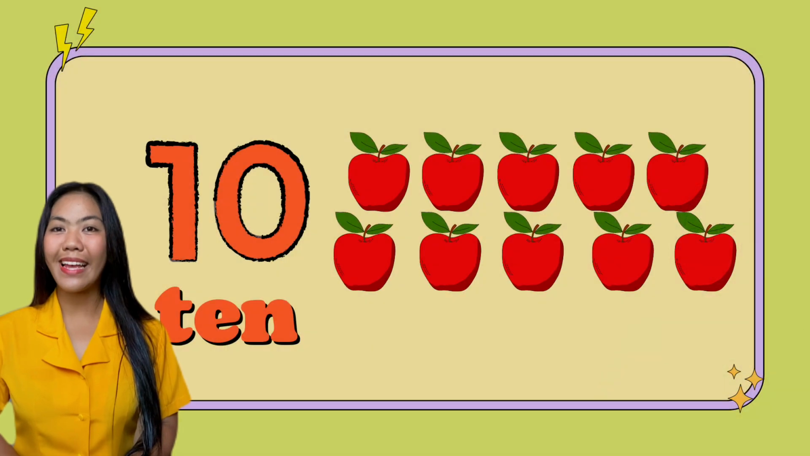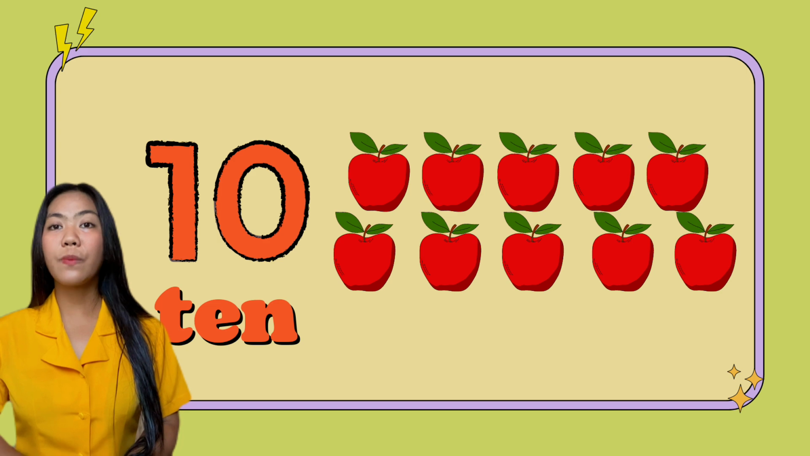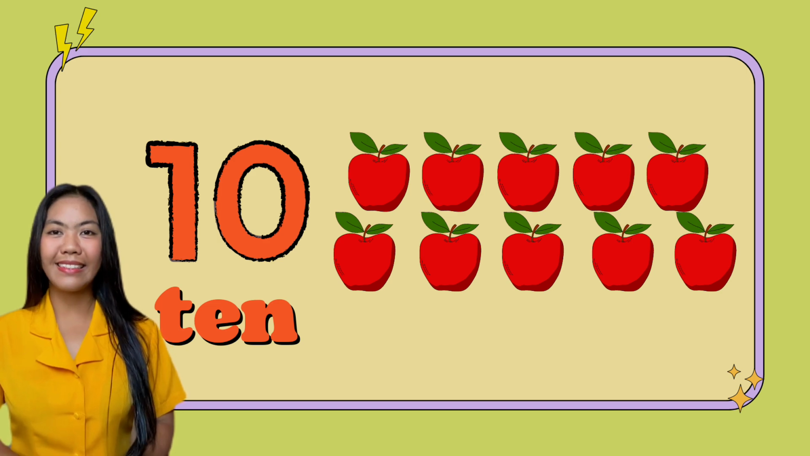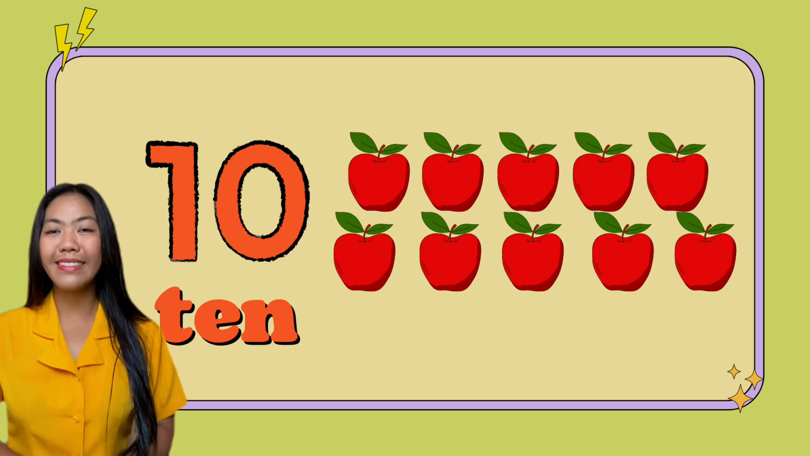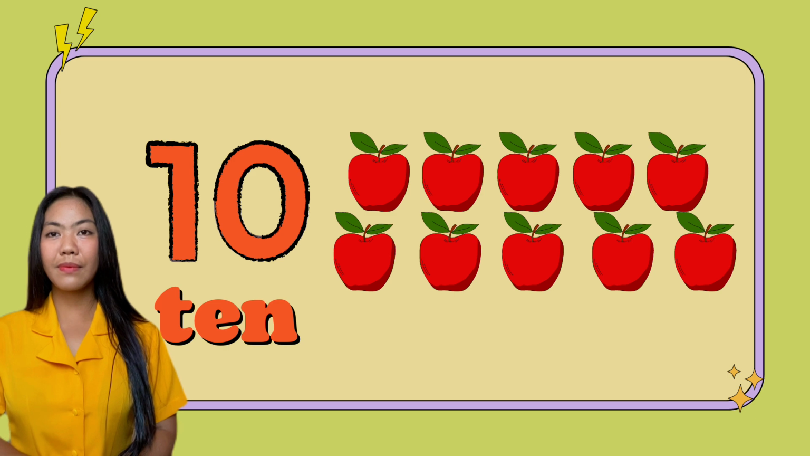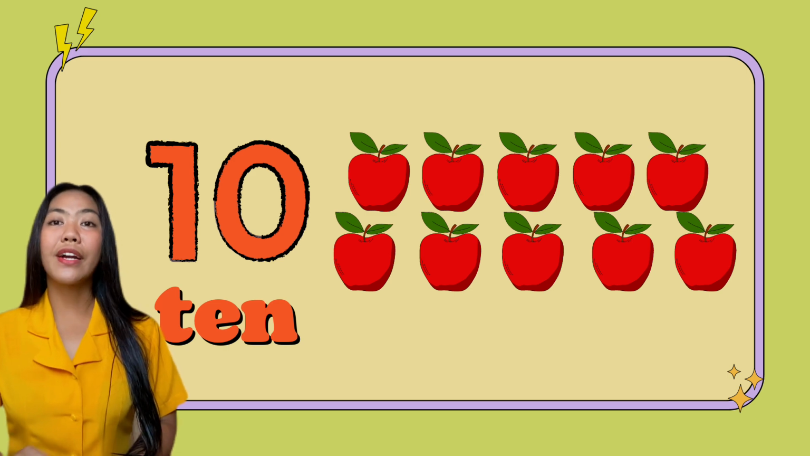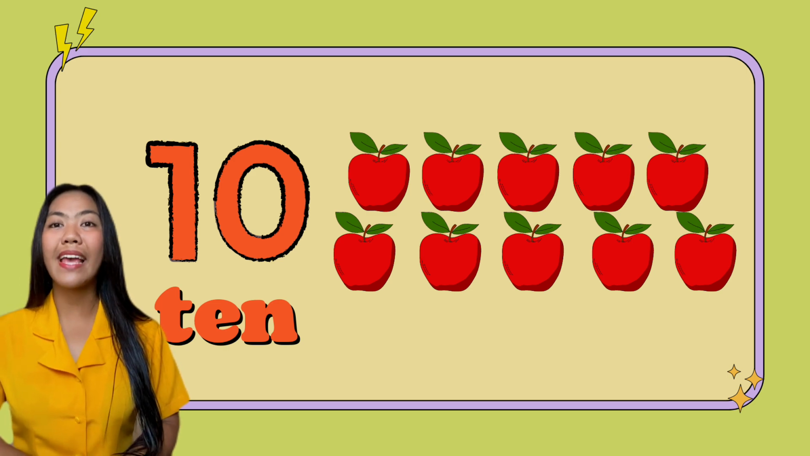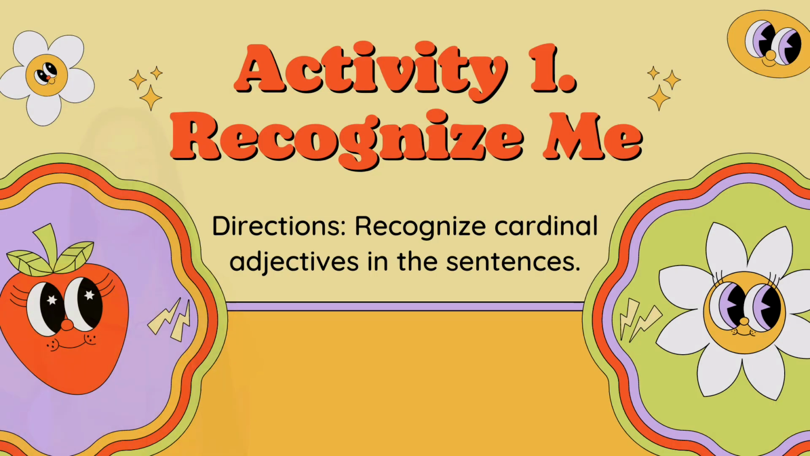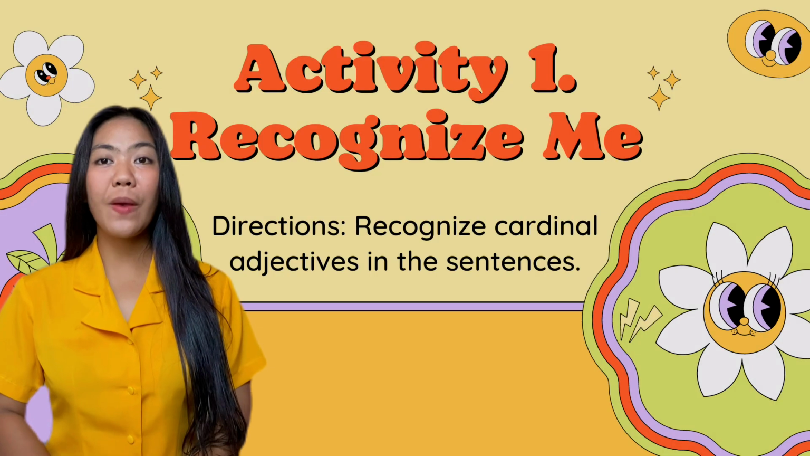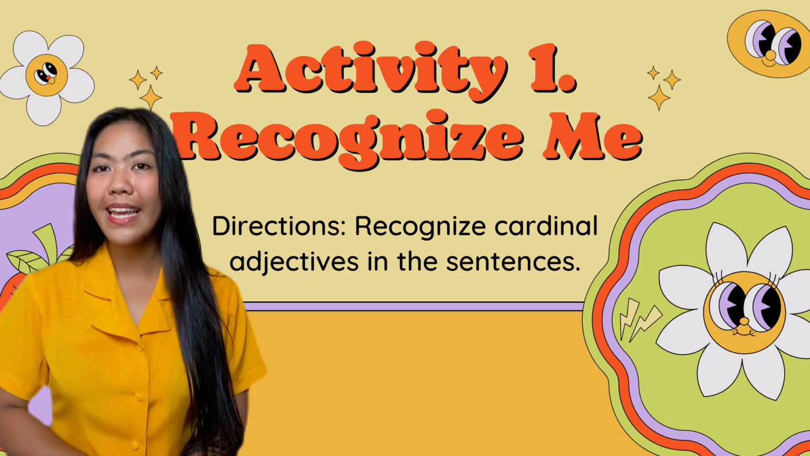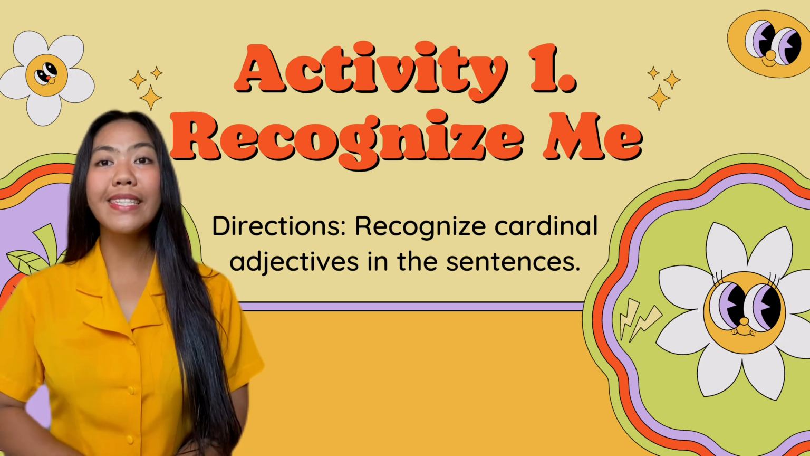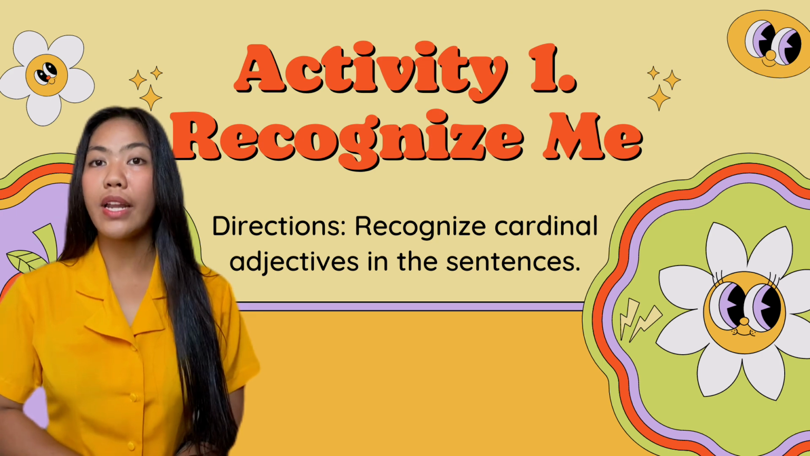So this is what 10 looks like. 10 is spelled T-E-N. There are 10 apples. How many apples do you see and how do we spell 10, children? Very good. There are 10 apples and we spell 10 T-E-N. Since we have discussed the spelling and what numbers 1 to 10 look like, we will have a mini activity. So for our first activity, it is called Recognize Me.